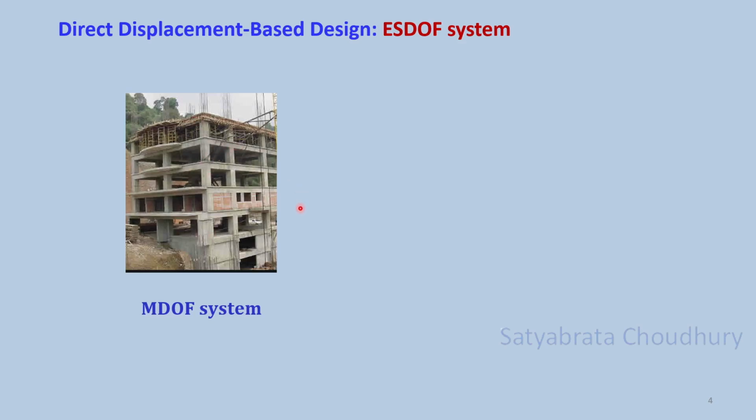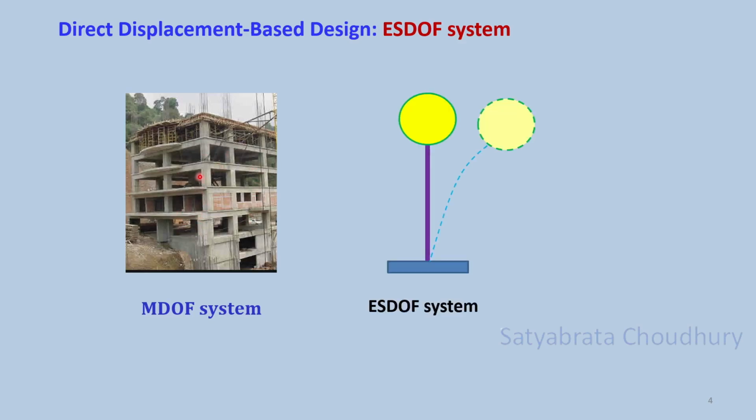Though masses are distributed in all the parts, for the sake of simplicity in design, we consider them to be located at the floor levels. So this whole MDOF system is to be converted to a single degree of freedom system, having a single mass, a single stiffness, and a single height. This is your ESDOF system.